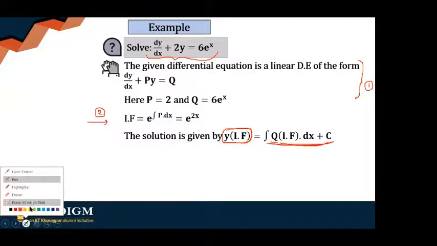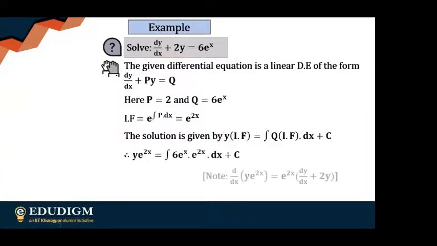So what is the solution? The solution will be y into e to the power 2x. So y into integrating factor equals integration of Q into IF. This was Q, originally what we had in the LHS, and this is e to the power 2x. All right, so this is very, very crucial. Q into IF equals, plus C.